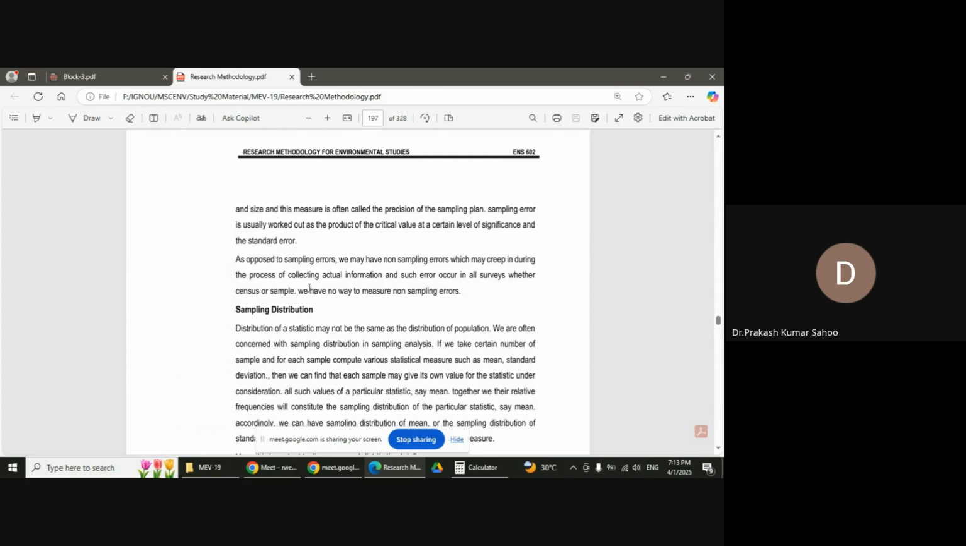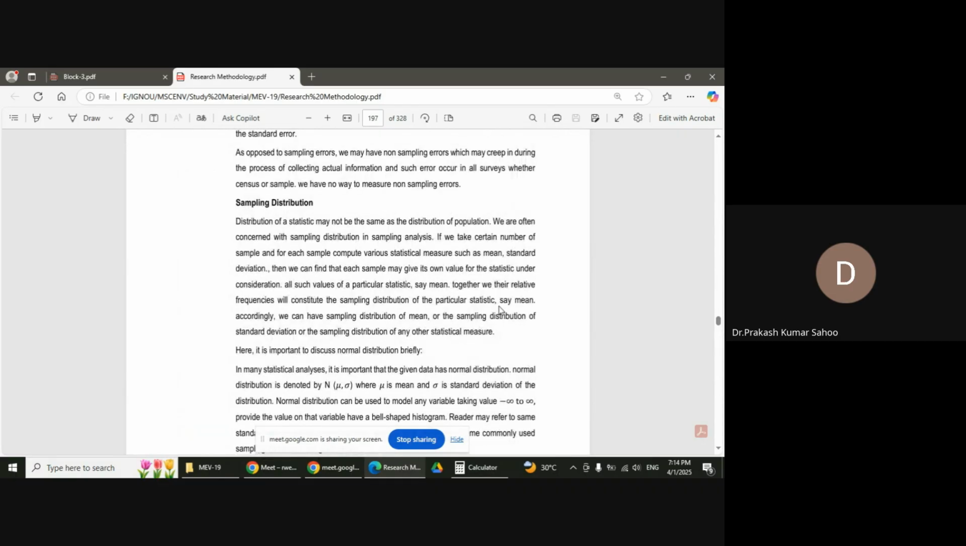Then, as opposed to the sampling error, we have non-sampling error, which may creep in during the process of collecting actual information, and such error occurs in all surveys, whether census or sample. We have no way to measure non-sampling error. Non-sampling means samples which had not been under our investigation. We do not have any process or way to measure that non-sampling error.